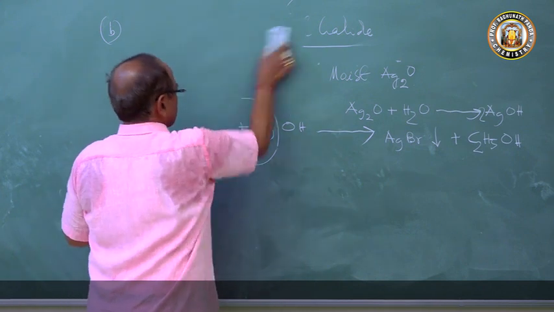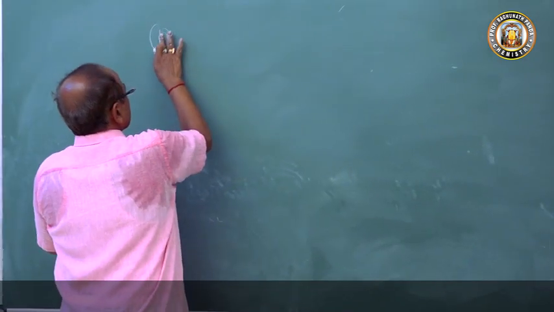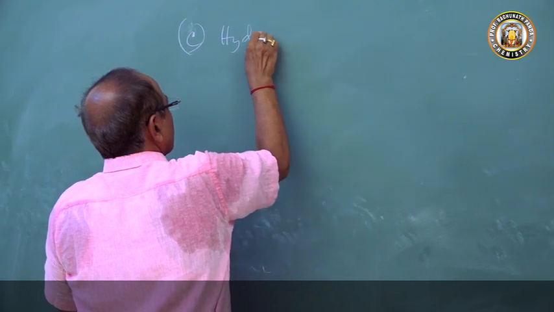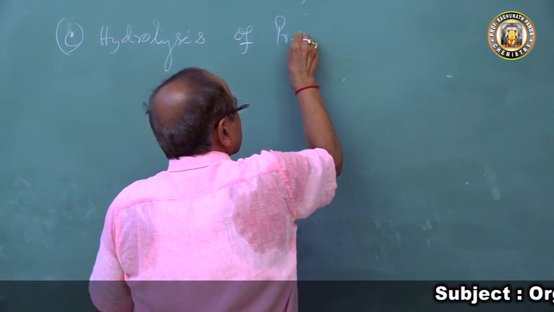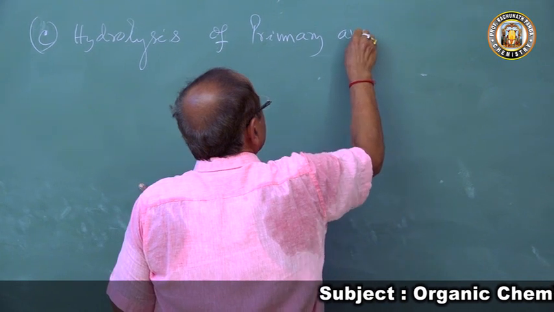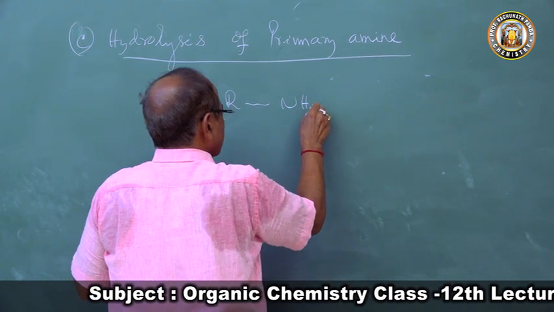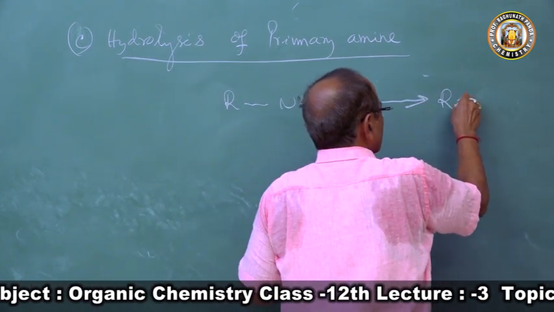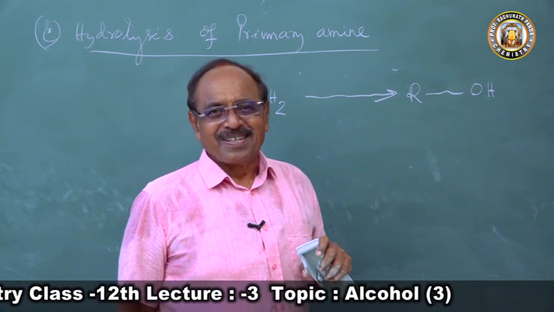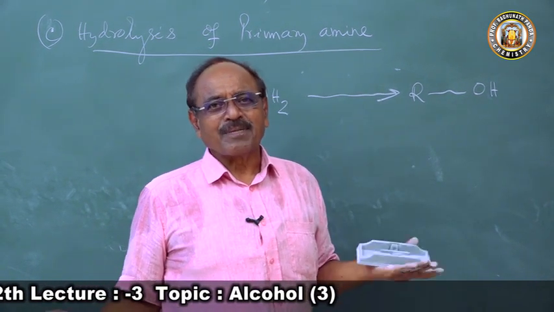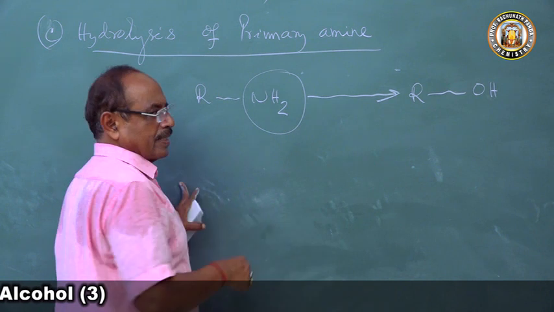Now the next method in hydrolysis of organic compounds is hydrolysis of amines, that is, hydrolysis of primary amine. What is primary amine? RNH2. What I want to prepare, RNH2, we will take. And what is our interest? Our interest is to prepare ROH. So this is our aim of experiment. In practicals, you have aim, then principle. That means we have to take out NH2 and put OH there.